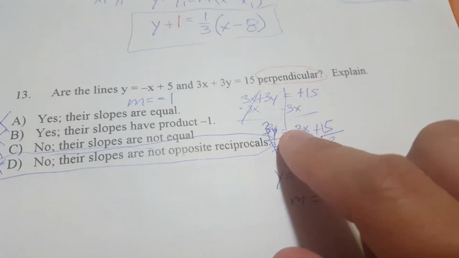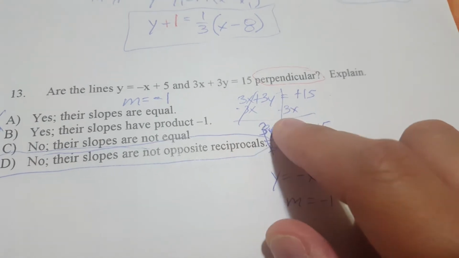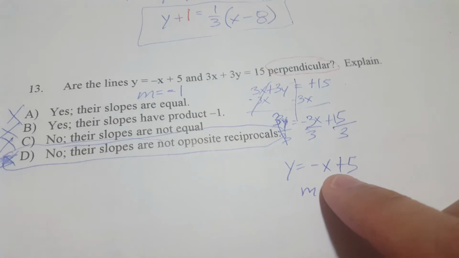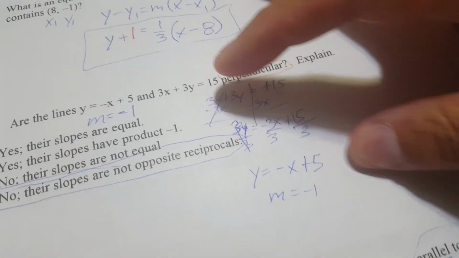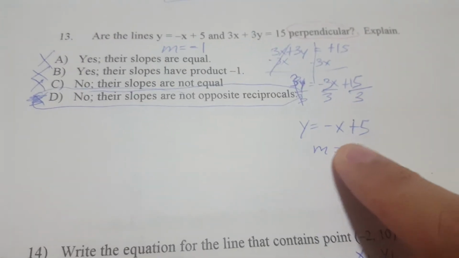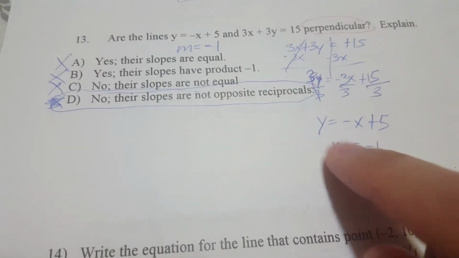So I'm going to have to solve this for y. So here, subtract 3x, divide by 3. This gets me down to y equals negative x plus 5. So these actually happen to be the exact same equation. This slope is also negative 1, but these are the same.